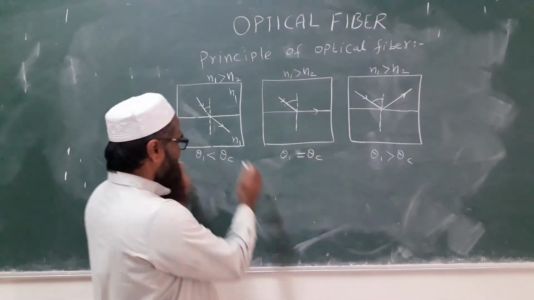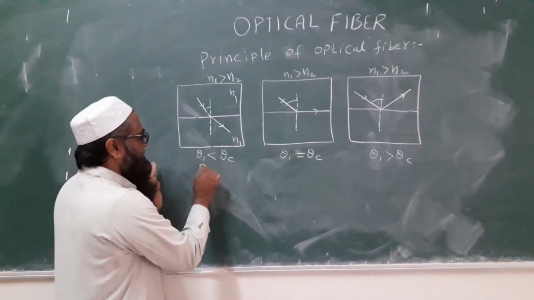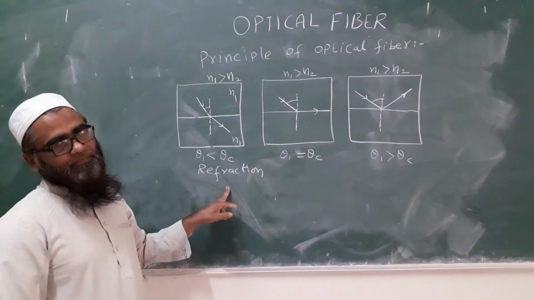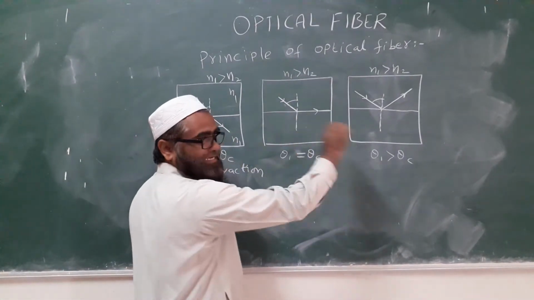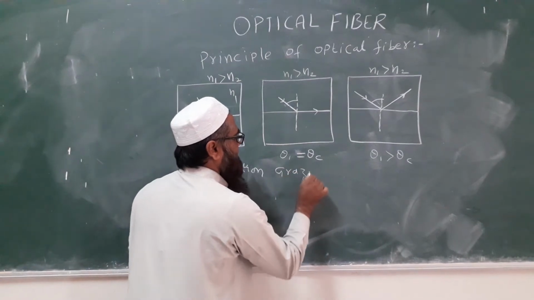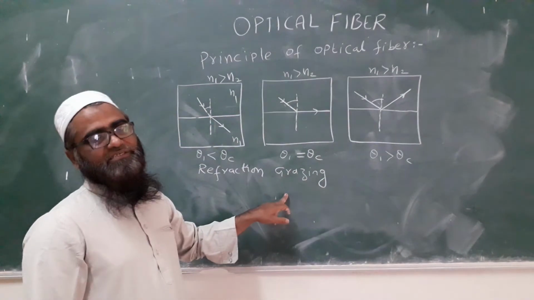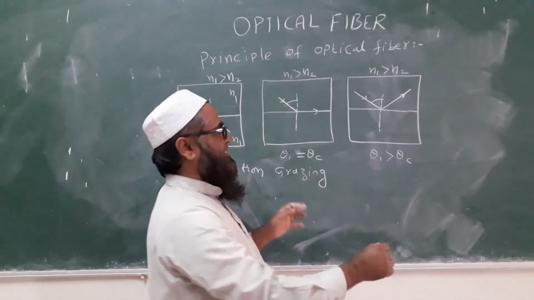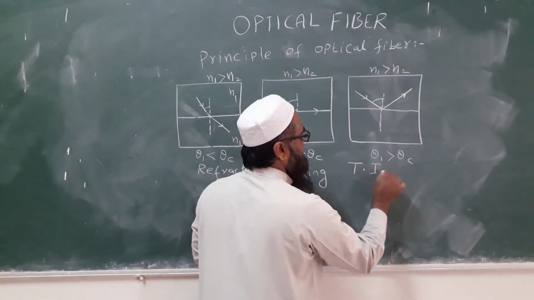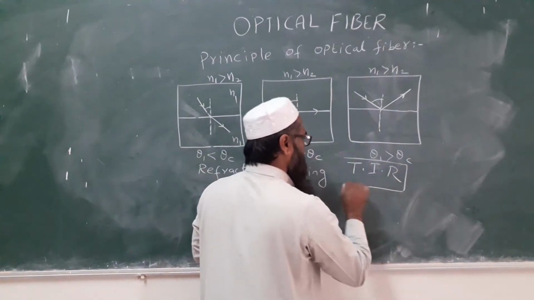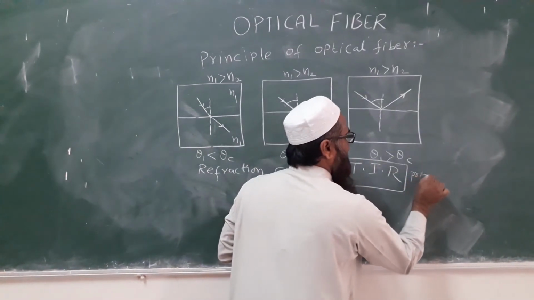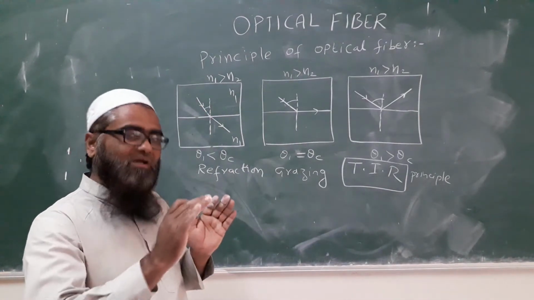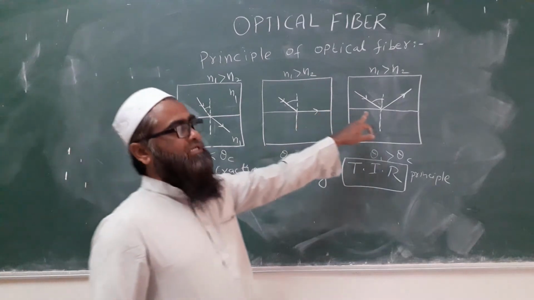First of all, let us name these. This is called refraction because the ray is going from one medium into another medium. This is called grazing, the ray is passing along the interface. Whereas in this one, the ray goes totally back into the same medium. This is called total internal reflection. This is the actual principle of optical fiber. The principle means the basis on which the ray keeps passing in the core is total internal reflection.